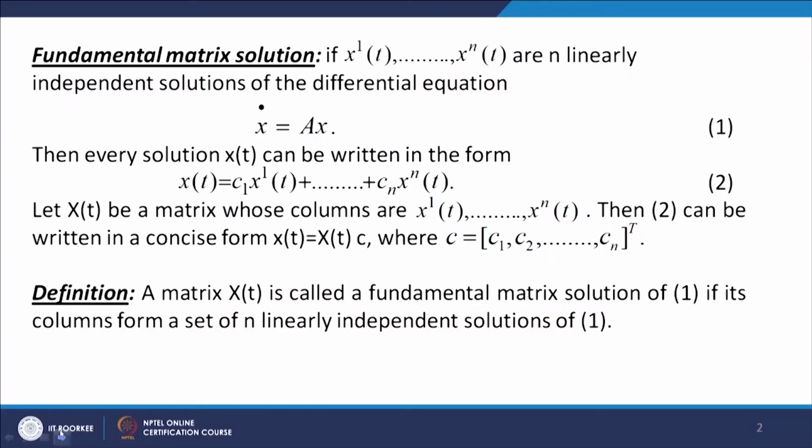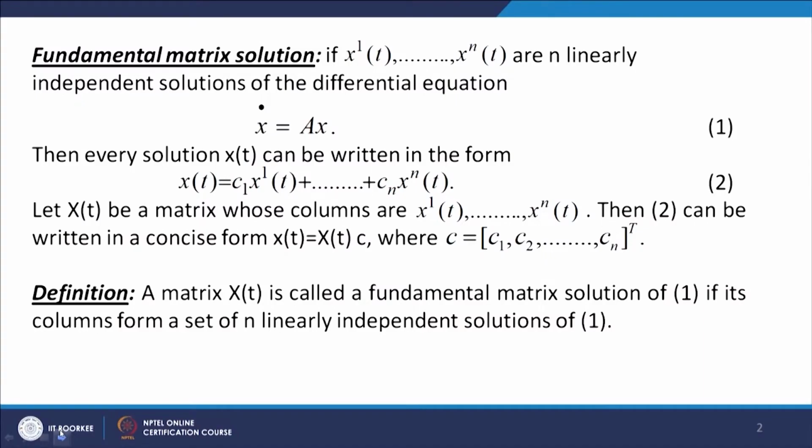Hello friends, welcome to the lecture on solution of non-homogeneous linear system with constant coefficients. Suppose x1(t), x2(t) and so on xn(t) are n linearly independent solutions of the vector differential equation x dot equal to Ax. Now we have already discussed how to find n linearly independent solutions of this homogeneous vector differential equation.